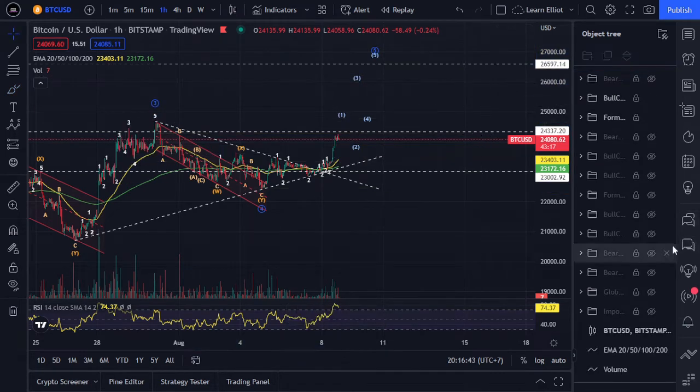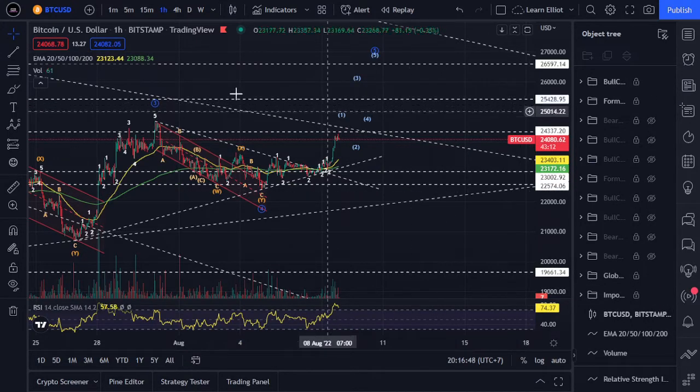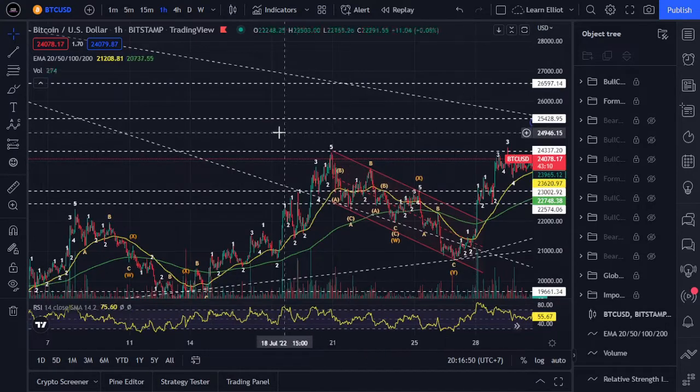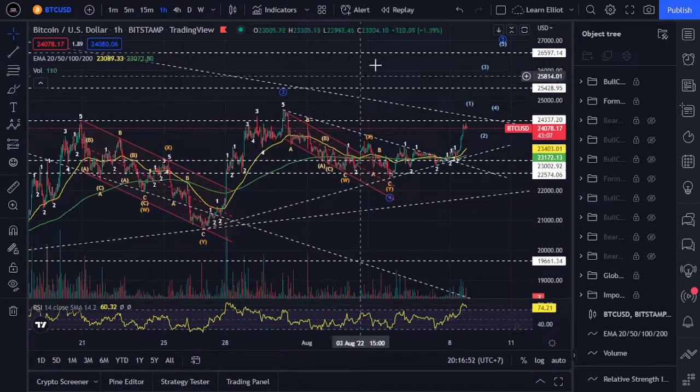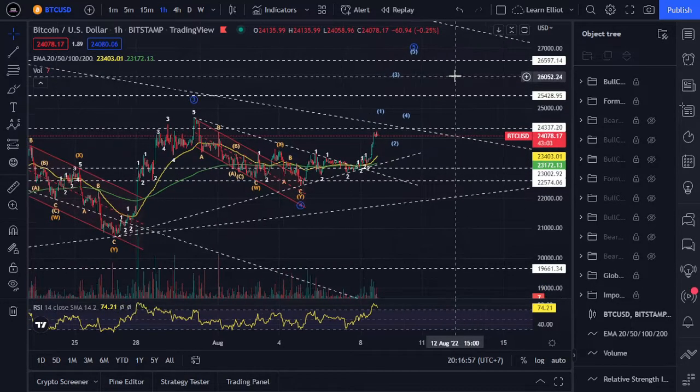Why must it break above 25k? Because we have this line here, which marks the events when Bitcoin crashed, when Luna crashed, and the whole crypto market went down. So yeah, okay, that's it.